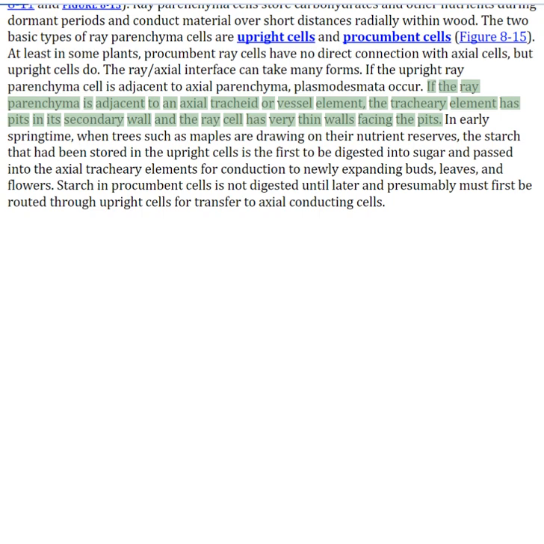If the ray parenchyma is adjacent to an axial tracheid or vessel element, the tracheary element has pits in its secondary wall and the ray cell has very thin walls facing the pits.